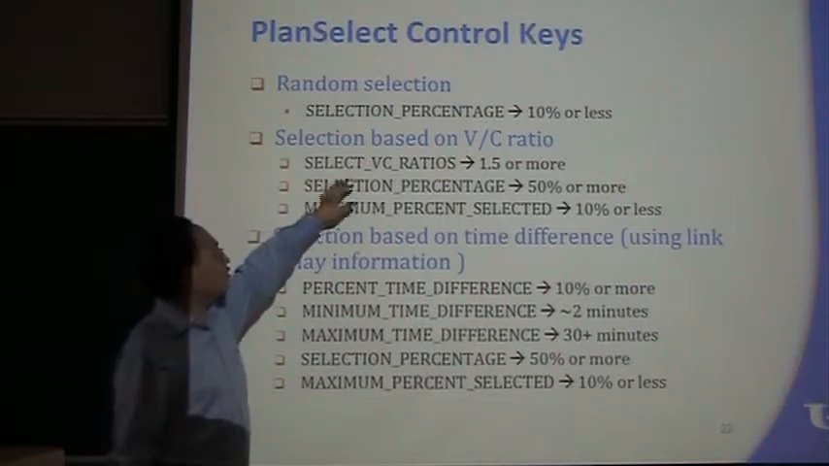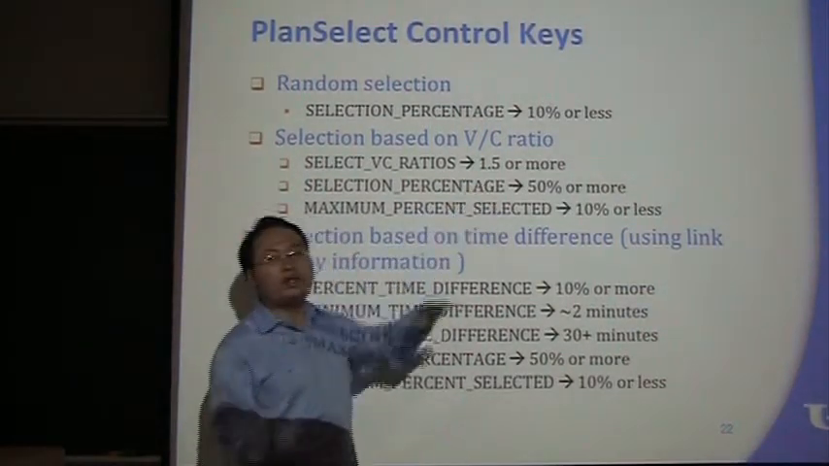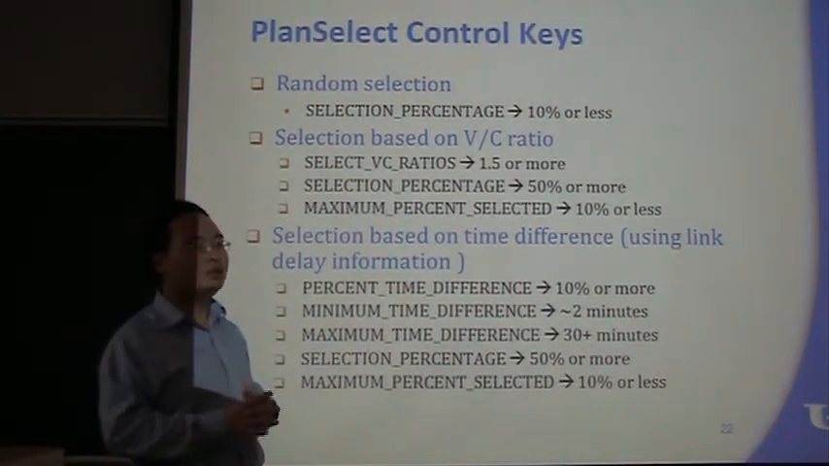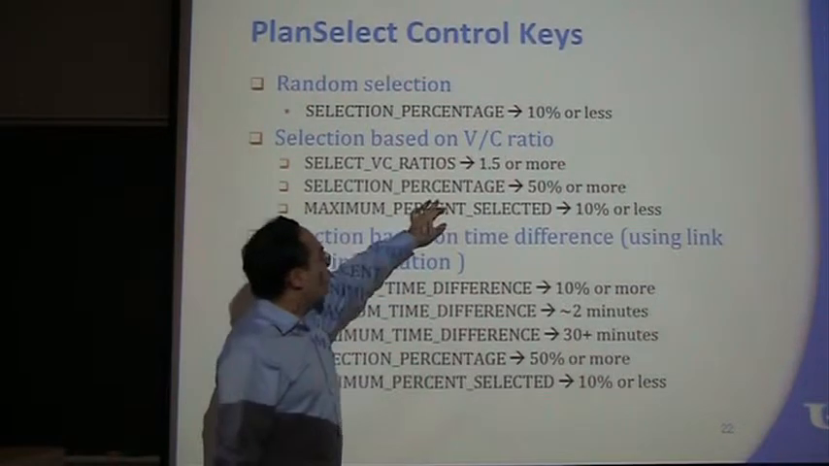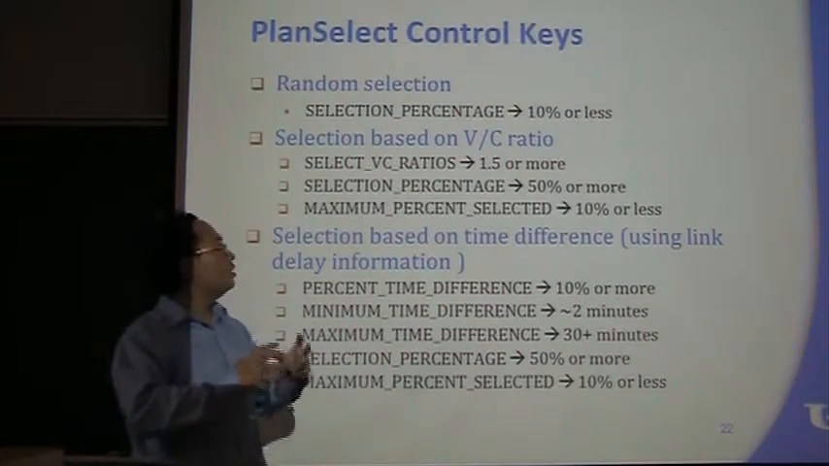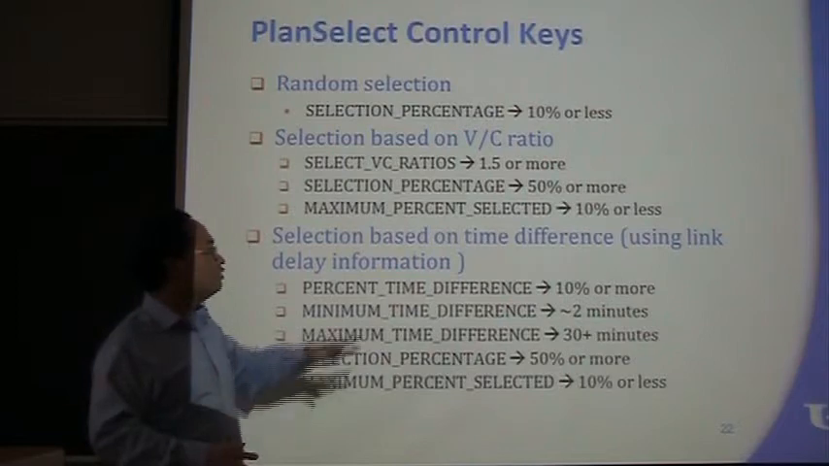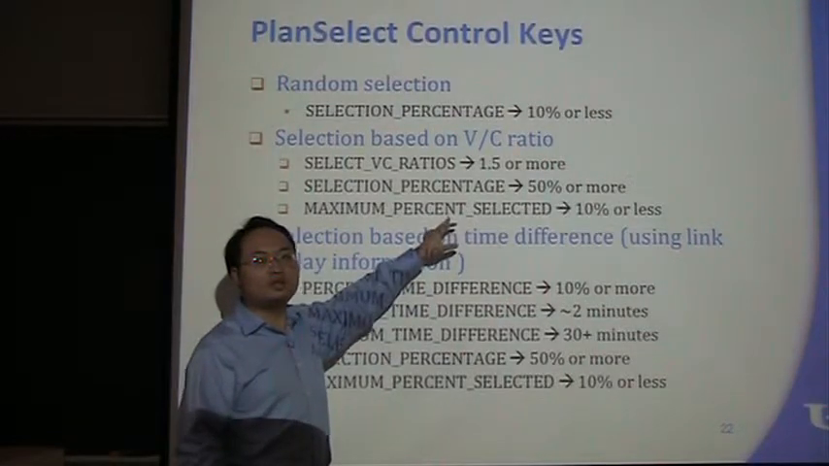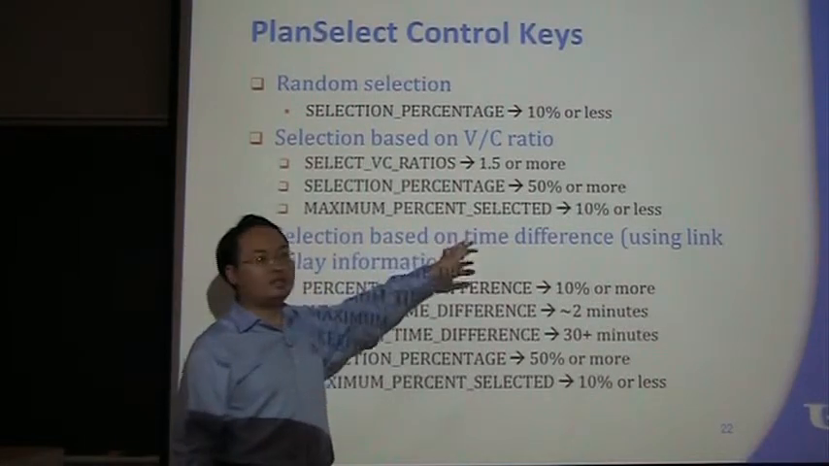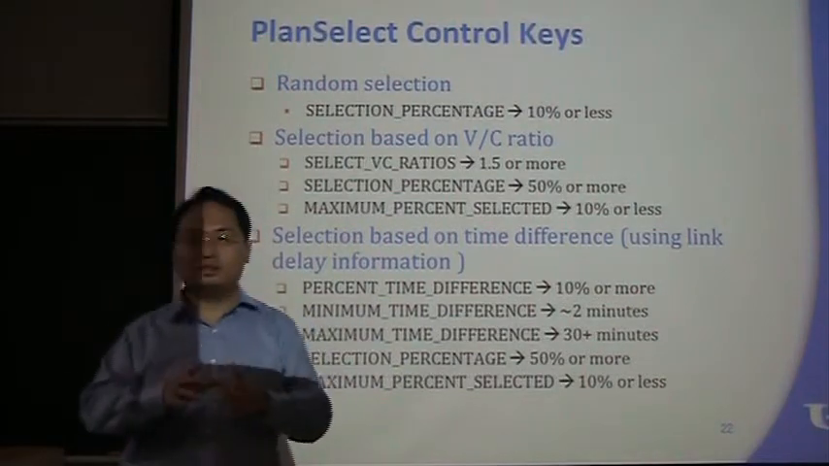For example, the selection VC ratio. If we define the VC ratio as 1.5, then only the plans with V over C ratio larger than 1.5 will be selected. And the selection percentage: out of the plans which have about 1.5 V over C ratio, 50% of them will be selected. And this key defines the maximum percent that can be selected. So totally, you cannot select more than 10% of the total plans.